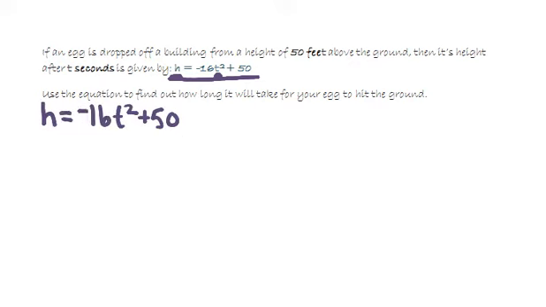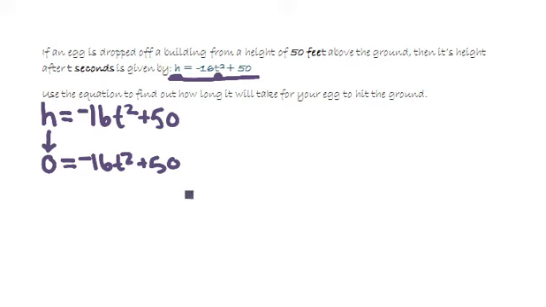The first thing we can do is get rid of one variable because we know that we're trying to solve for the amount of time it takes for the egg to hit the ground. That means that h, the height of the egg, is actually going to just be 0. Then you can set the equation equal to 0. Now we just need to solve for t, or time.